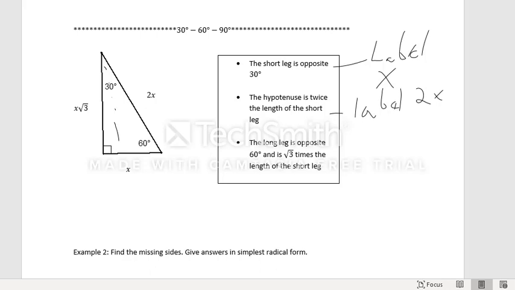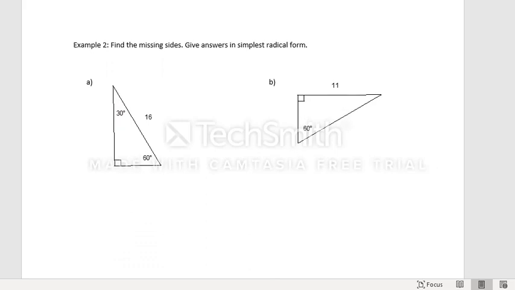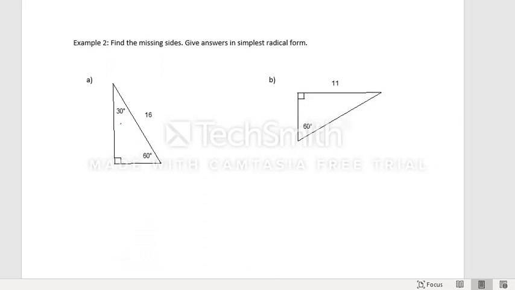The long leg, opposite the 60, is the square root of 3 times the length of the short leg. So we are going to label this one x times the square root of 3. All right. Now let's look at a couple examples. Across from the 30, we're going to label this x. So that means the hypotenuse is 2x. And this side is x times the square root of 3.